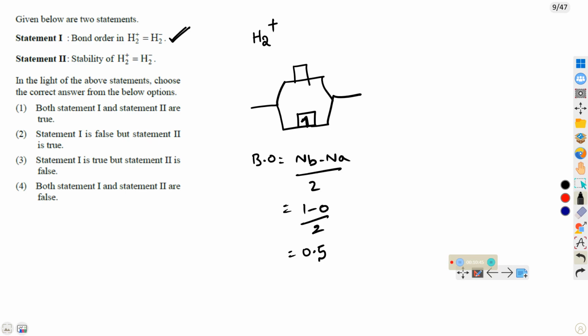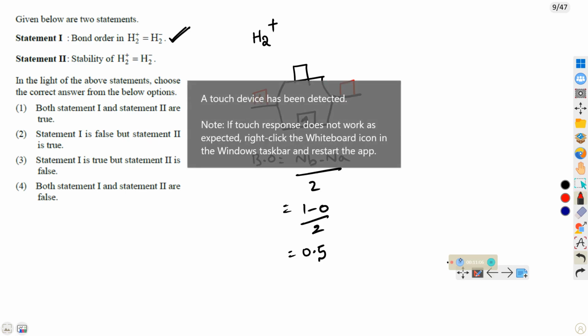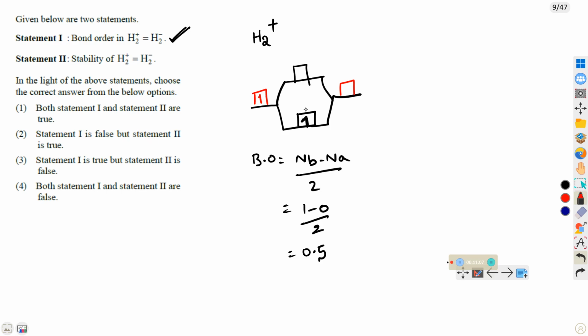This is H2 plus. Hydrogen 1s1, and the next hydrogen contains an empty orbital. This is 1s1. So sigma 1s1, sigma star 1s0.